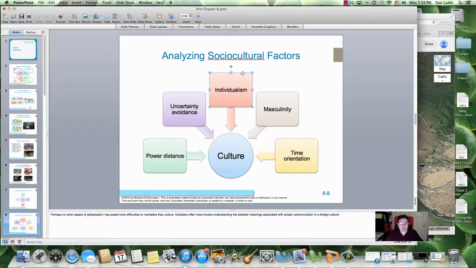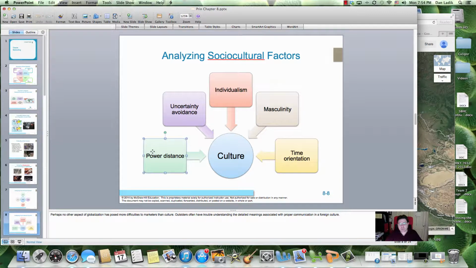Japan comes to mind, and there's an expression in Japanese that says something like, the nail that sticks up too high gets hammered down. In other words, don't stand out from the crowd. It's rude, it's improper, it's not good form. So that's individualism versus collectivism. Now we talk about power distance.